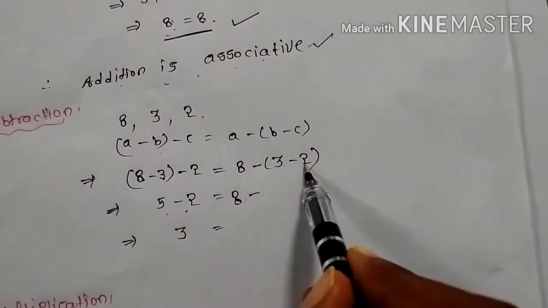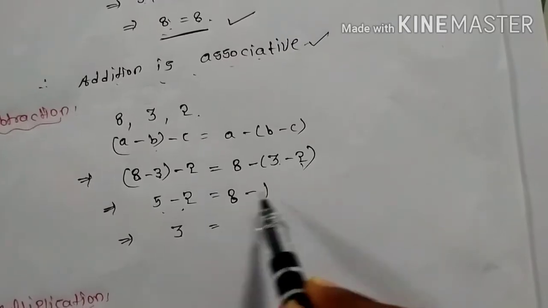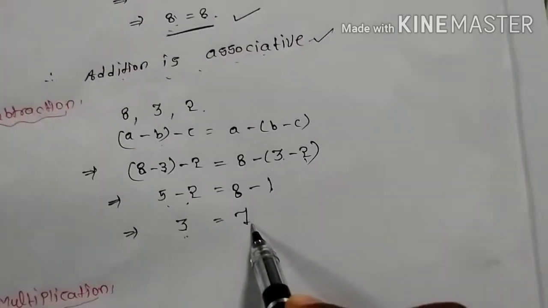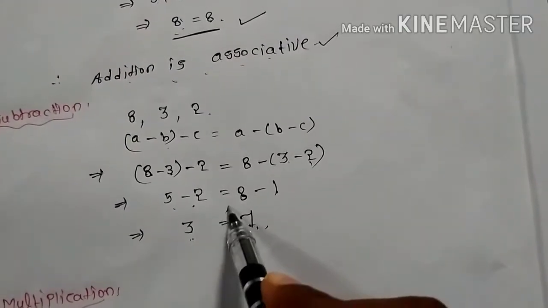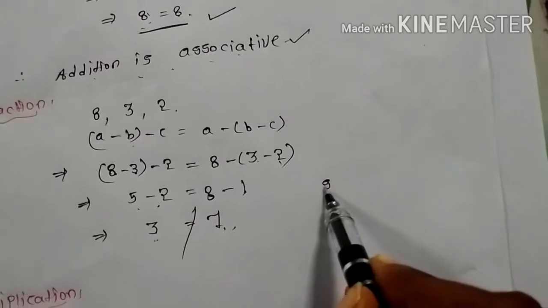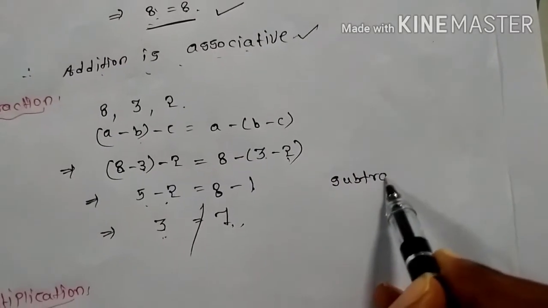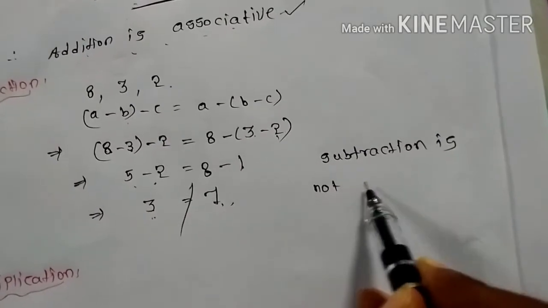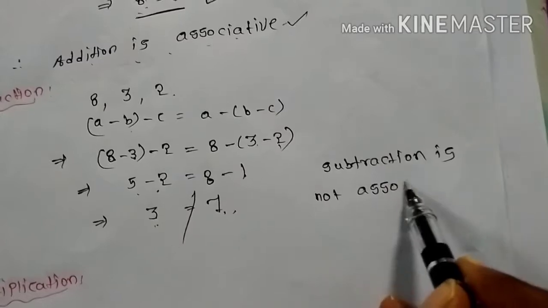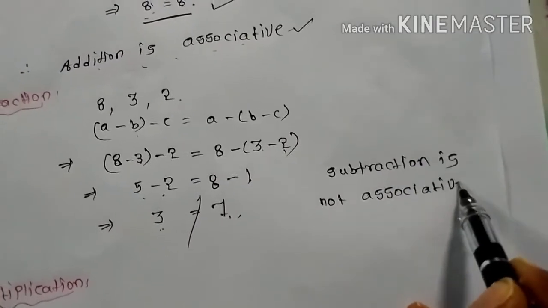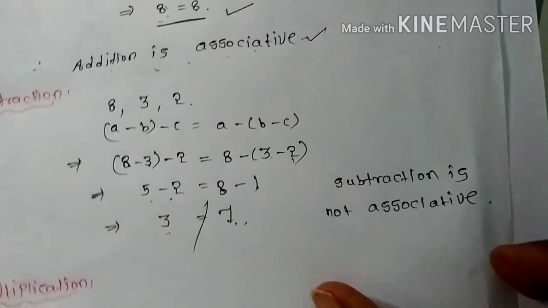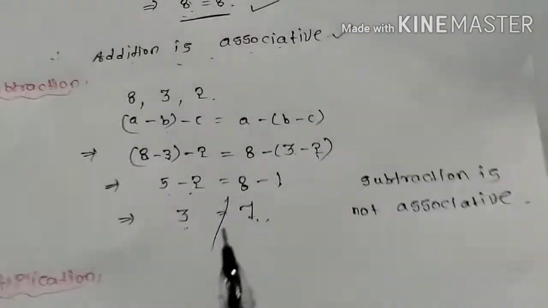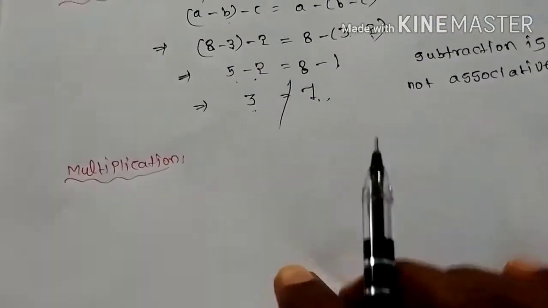On the right side, how much will you see? 3 minus 2 is 1. 8 minus 1 is 7. Now you can check, is 3 equal to 7? It's not equal. So you can write here: subtraction is not associative. You can see the example problems in the textbook, where a detailed explanation is already available. Subtraction is not associative.